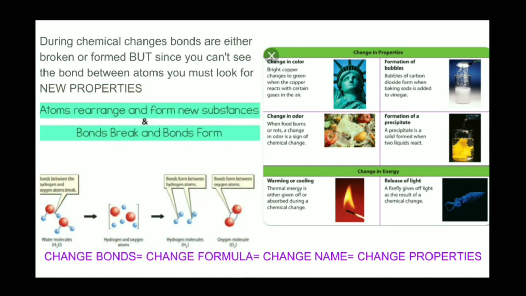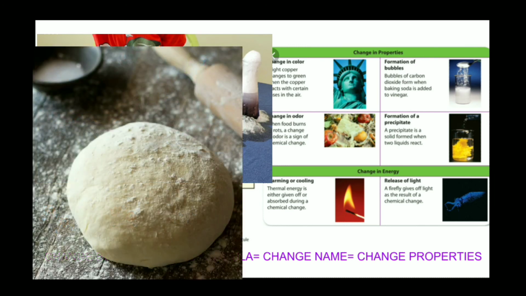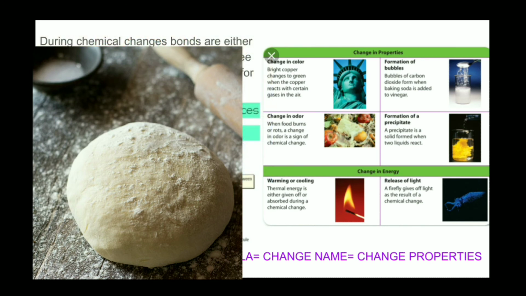Another indicator of a chemical change is the formation of gas. In chemistry, this is known as effervescence. When yeast undergo the chemical reaction of cellular respiration, they produce carbon dioxide gas bubbles. This allows yeast to make bread rise. It also allows yeast to be used in the fermentation process, where you change sugar into alcohol.